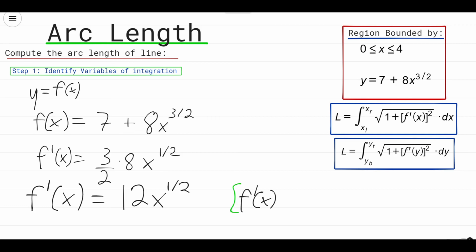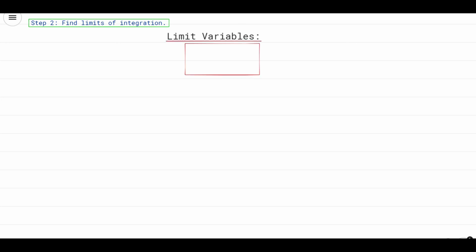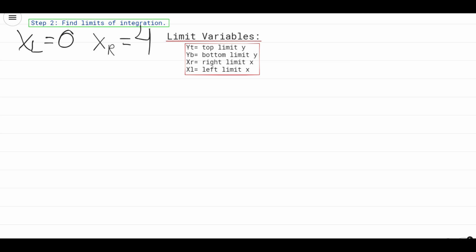And f prime x squared, when we square each term, we get 12x to the 1 half squared, which is equal to 144. 12 squared is 144, and x to the 1 half squared is 2 times 1 half, those cancel, so we're left with just x to the 1 power, or simply x. So now we're going to find the limits of integration. The limits of integration were given to us. Again, these are the limit variables that I use, and in this case the left x is equal to 0, and the right x is equal to 4, as given to us in the problem, because we're computing the arc length bounded by the region where x is greater than 0 and less than 4.